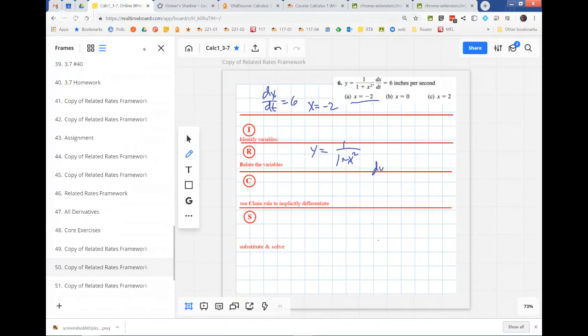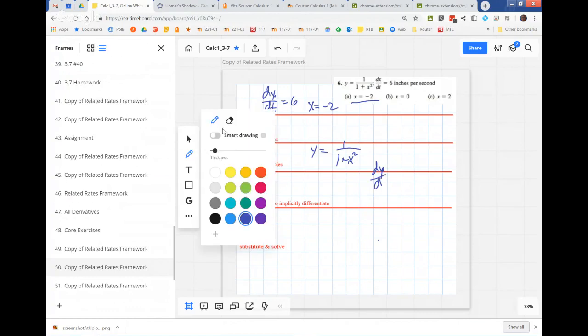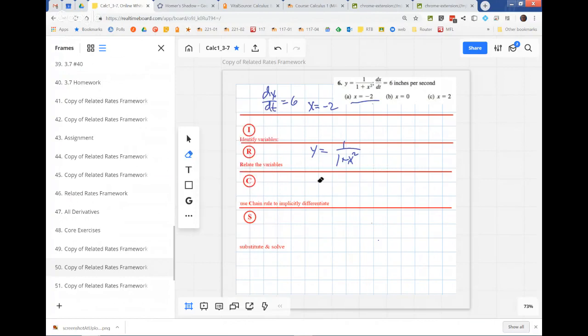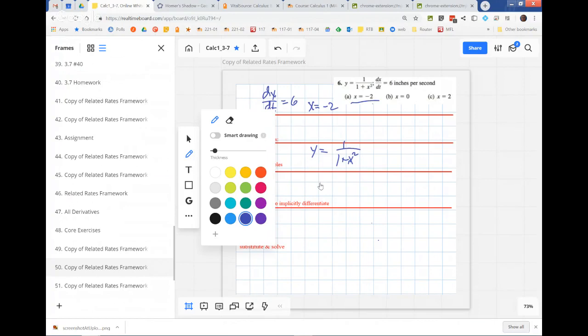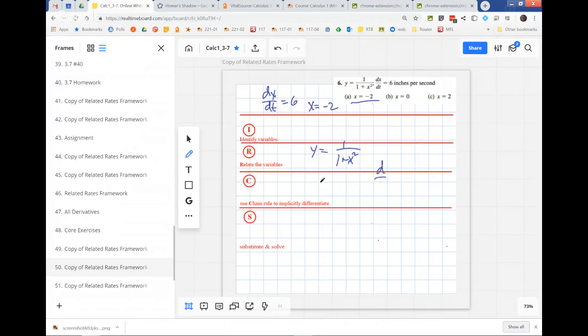So dy, let me redo that. There we go. So the derivative with respect to time of that whole equation, y equals 1 over 1 plus x squared. Okay, this one's a little bit more challenging. So when you take that derivative on the left, you get dy/dt. So what do we have to do on the right now? We've got to do a quotient rule, right?